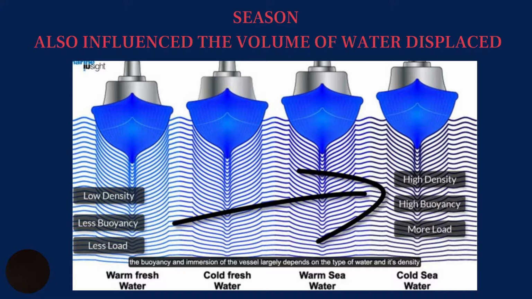So from the picture, warm freshwater has a low density, while the cold seawater has a high density. Warm freshwater, or known as tropical freshwater, has the smallest density compared with water elsewhere. Because of that, in tropical freshwater, the ship needs to displace more water to have enough buoyant force to support the weight of the ship. So that's why seasons play an important role in influencing the volume of water displaced.